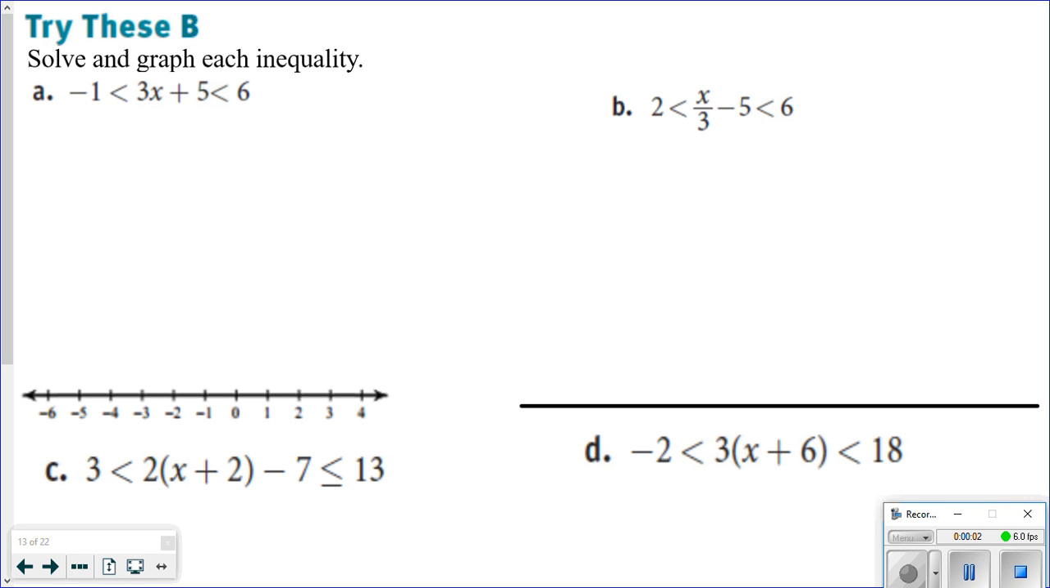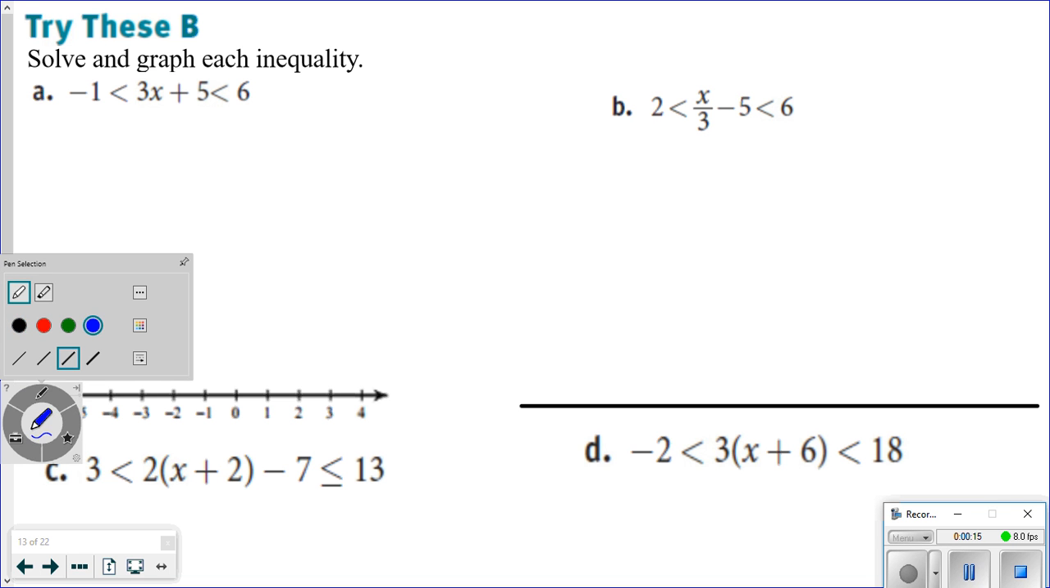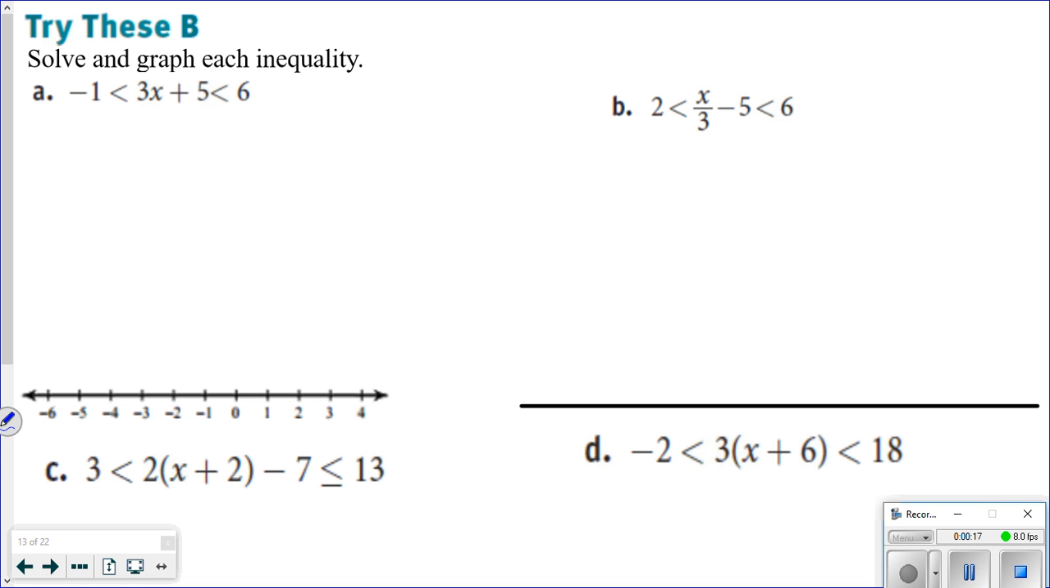Let's walk through the questions that I assigned to you in your book. So try these B, it's on page 45. Question A. All of these, A, B, C, and D, are conjunctions. It's one big connected or condensed problem. So I'm going to draw my two lines down.